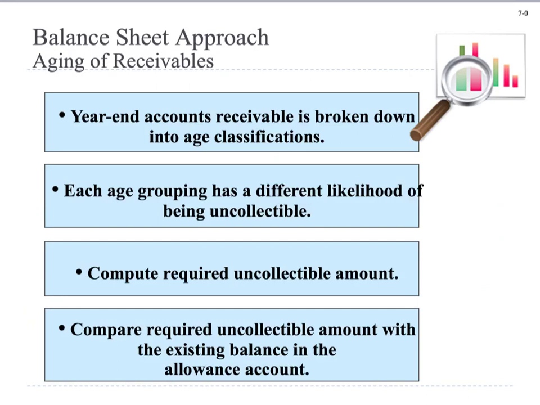Now, to give you a little bit more detail with the balance sheet approach using the aging of receivable balance, before you saw just a straight 5% of accounts receivable, you can use the AR aging report. The AR aging report is a report that companies use to keep track of who owes them what.